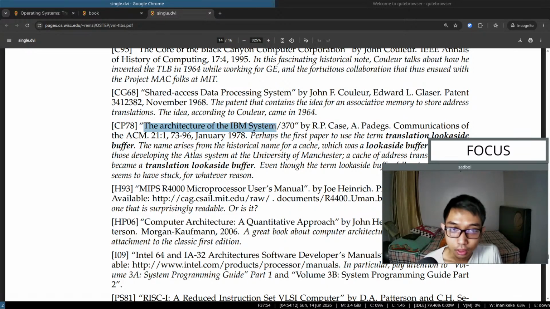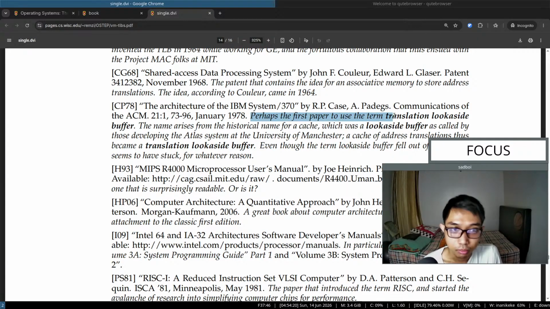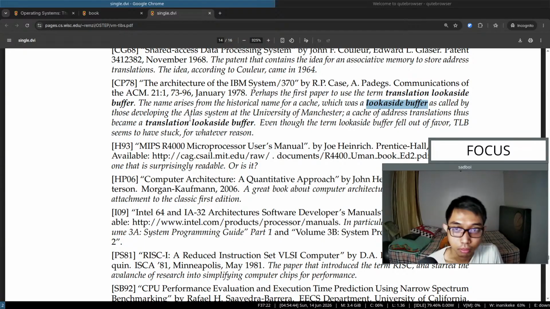The architecture of the IBM System 370. Perhaps the first paper to use the term translation lookaside buffer. The name arises from the historical name for a cache, which was a lookaside buffer, as described by those developing the Atlas system at the University of Manchester.